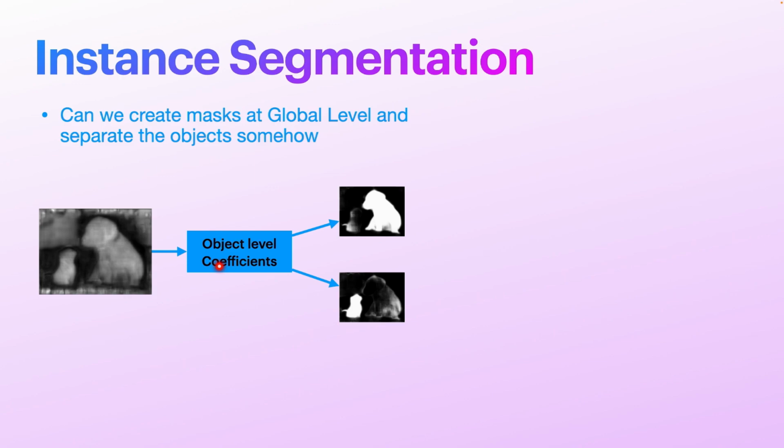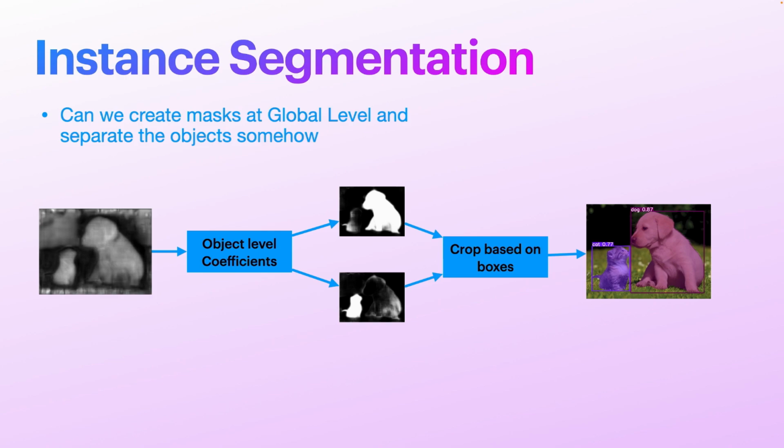And using those coefficients, you multiply this mask with these coefficients to get the object level masks separately. Okay. Still we see some area here which is of cat, some region here which is of dog. But I need only the mask for dog here, only the cat mask here. How do I get that? Let's crop the masks using bounding boxes, right? So if you crop the masks using the bounding boxes, we get separate masks like this. This is the idea.